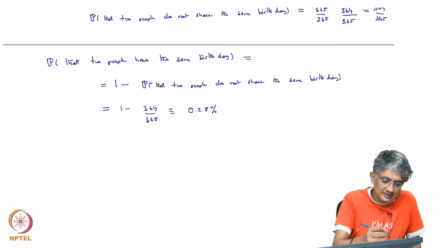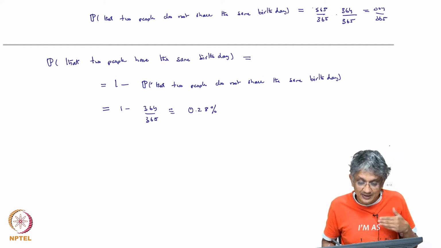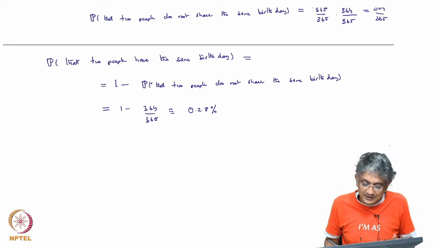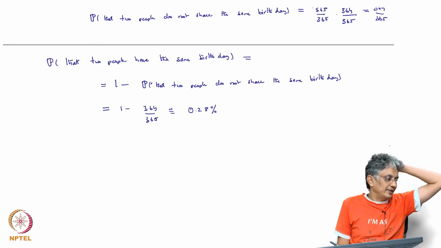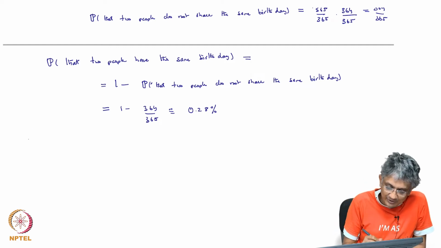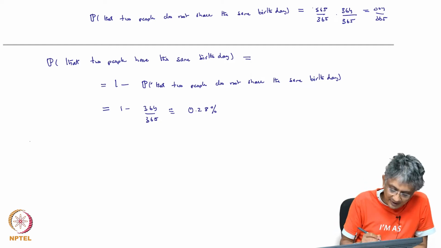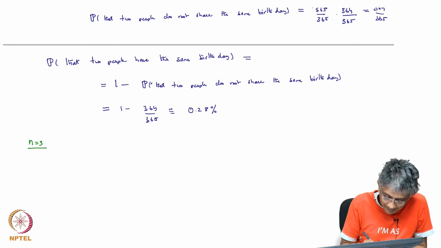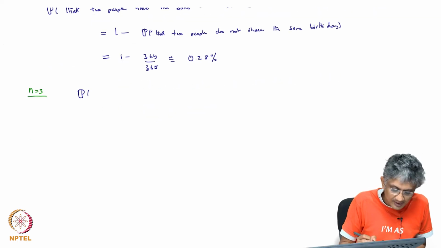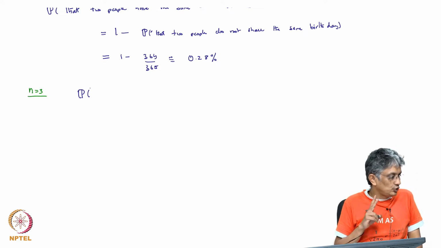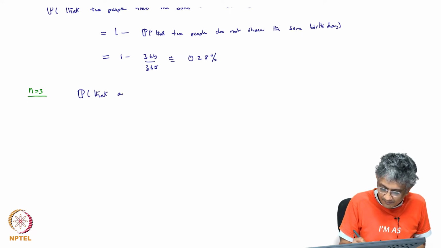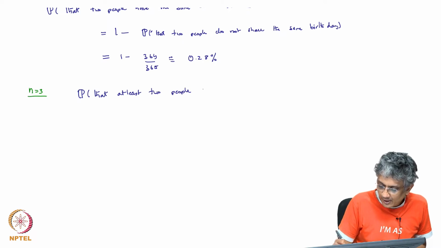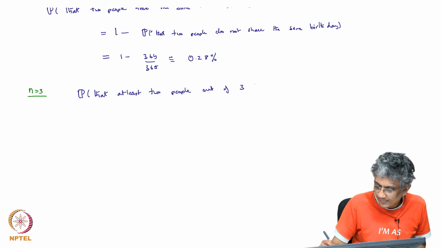You might think that as n gets larger and larger, the chance of two people sharing the same birthday will not grow very quickly, but it doesn't turn out to be like that. So let's do a different calculation. Let's say n is equal to 3. What is the probability that at least two people out of 3 have the same birthday?